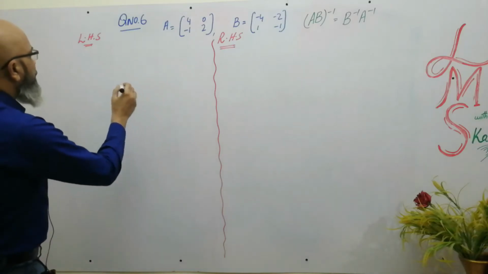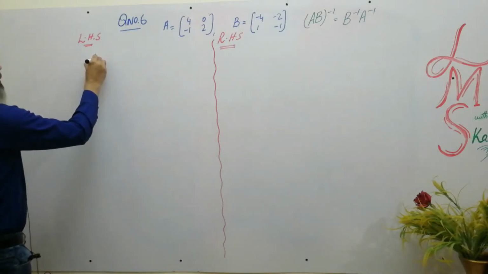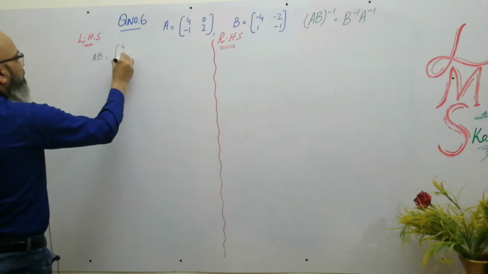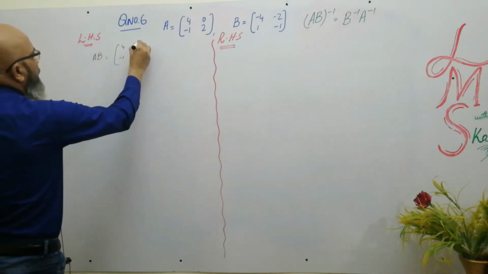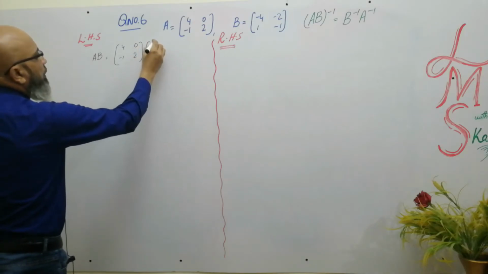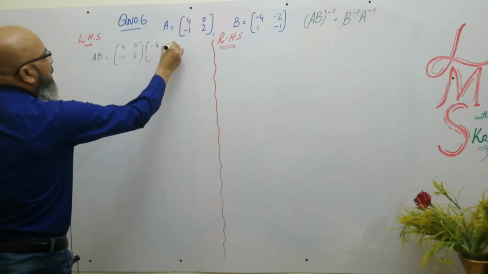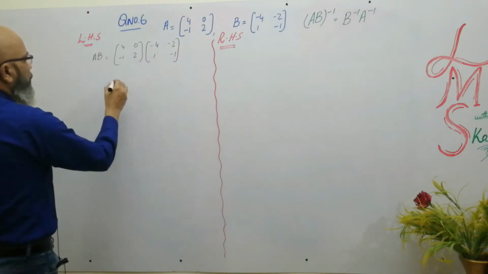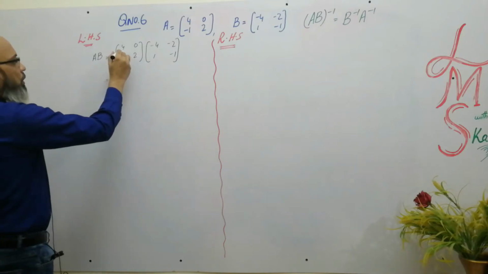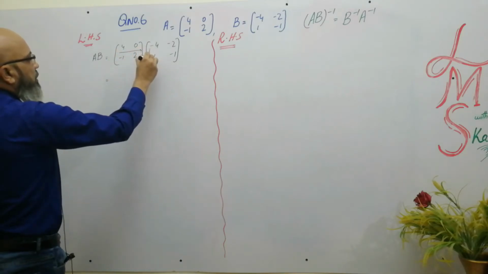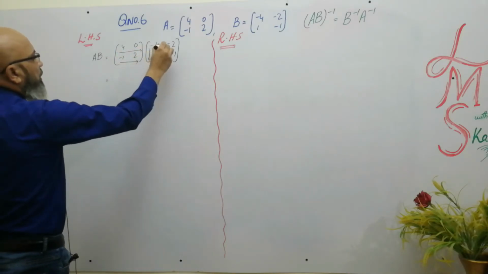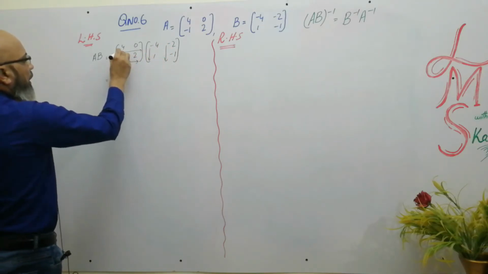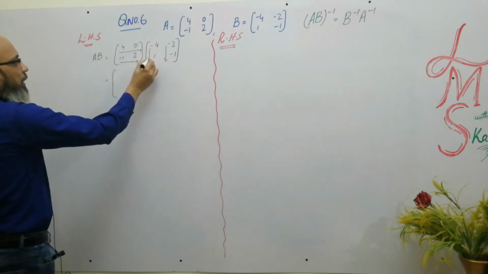(AB) inverse means first we have to find the AB. What is A? That is 4, minus 1, 0 and 2 multiplied with minus 4, minus 2, 1 and minus 1. So when we multiply, as you know, this row with this column, this row with this column. So simply tail with tail and head with head.